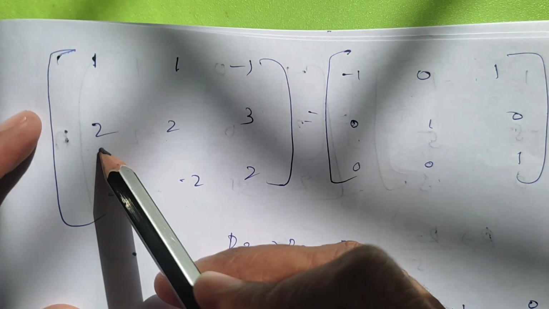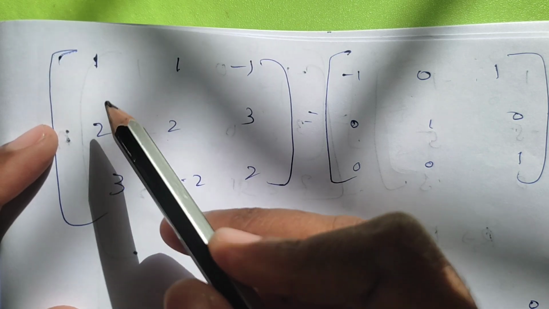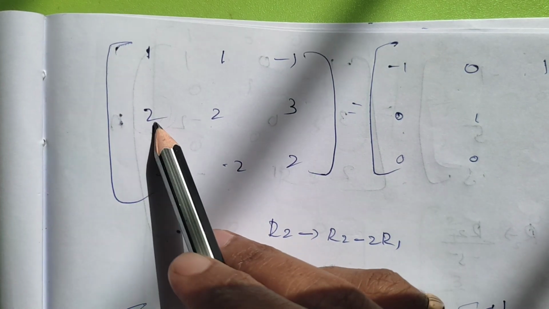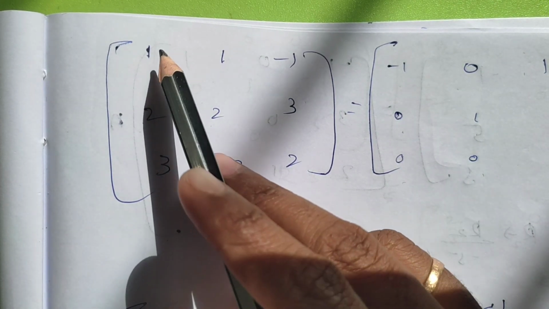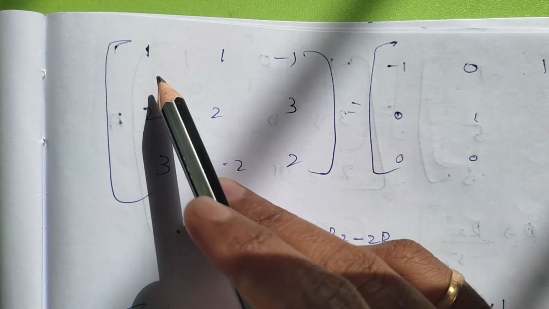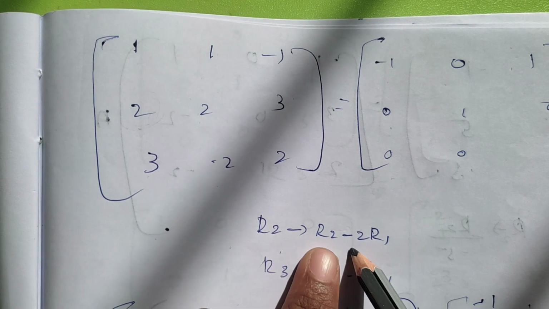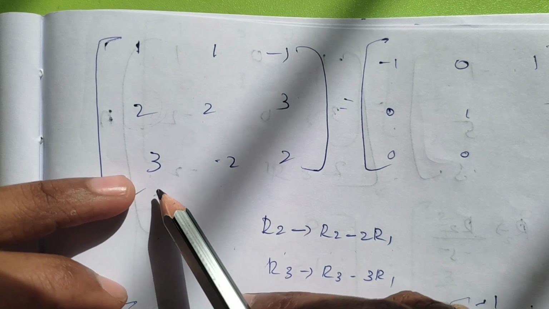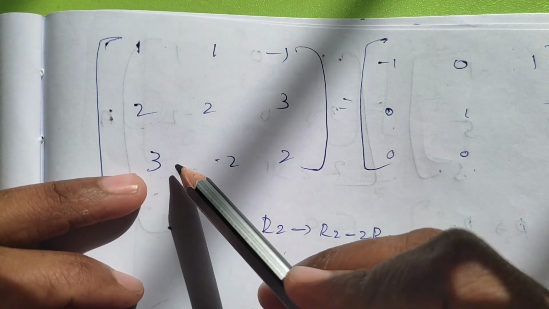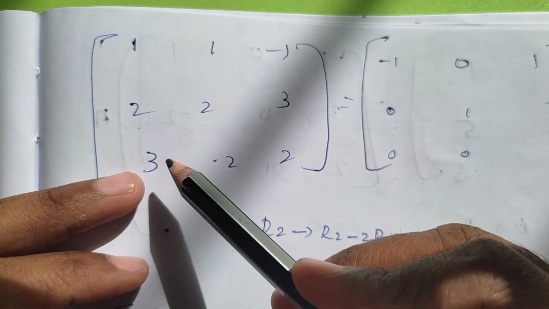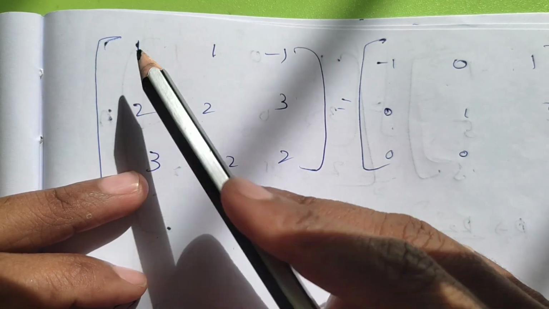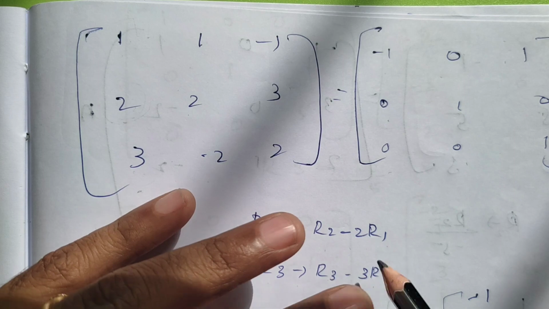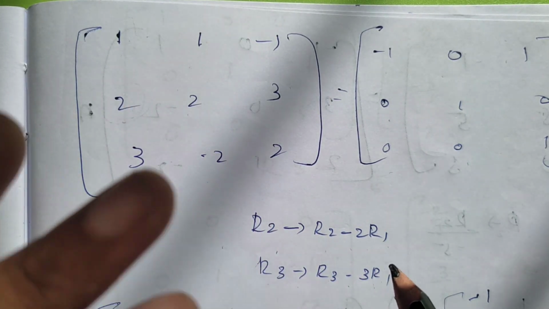So the next step is we have to make this 2 into 0 with the help of R1. With the help of R1, here we have 2. So 2 minus 2 will be 0. So I am going to multiply my R1 by 2. So R2 tends to R2 minus 2R1. The third step is you have to make this element 0 with the help of R1. So 3 minus 3 will become 0. So multiply R1 by 3 and subtract it. So R3 tends to R3 minus 3R1. So both the operations I am doing in a single step.